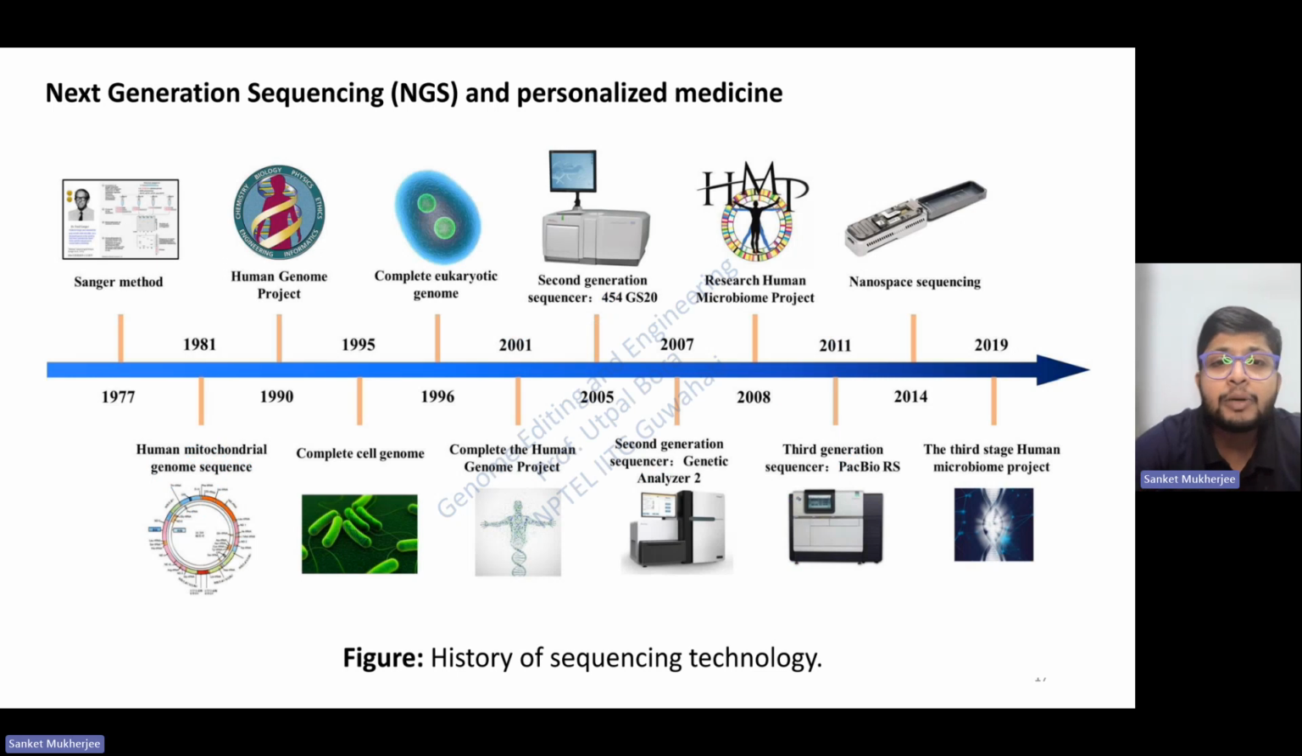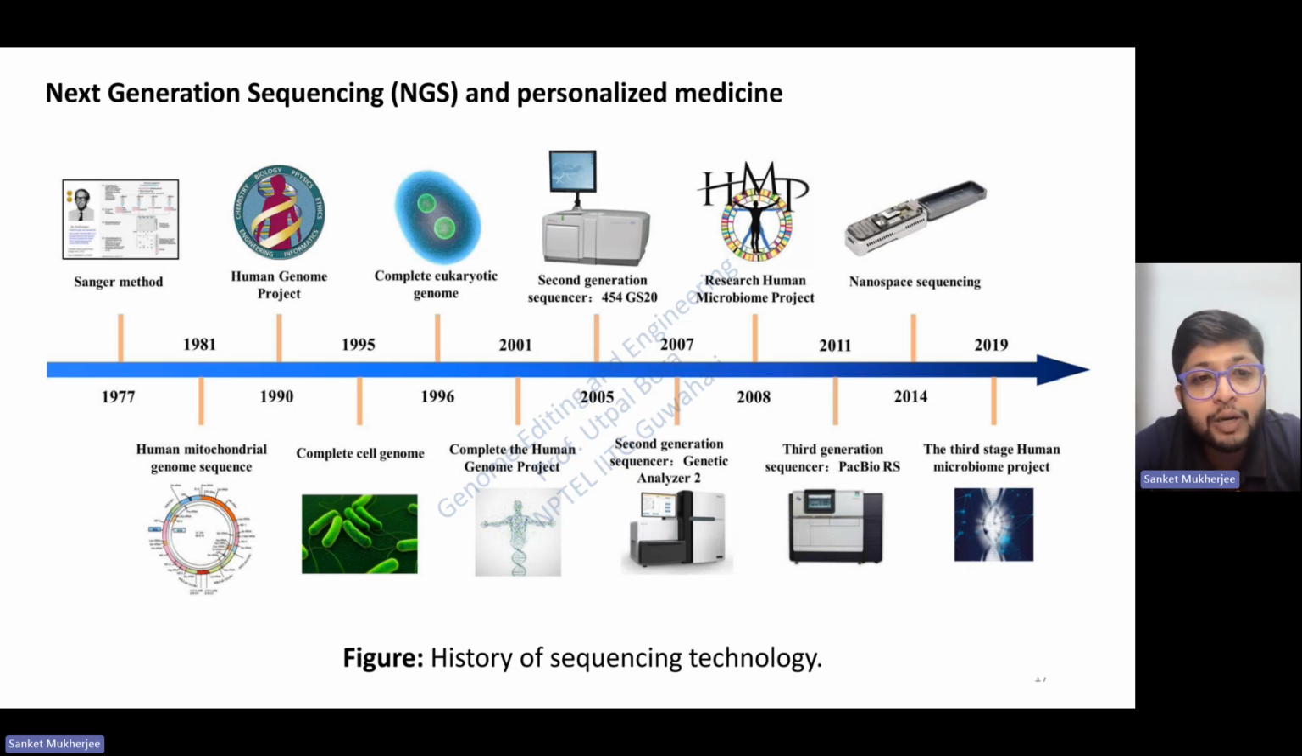So if we talk about the evolution of next generation sequencing and personalized medicine, in the very beginning, in 1977, Sanger's method of sequencing was developed. To date, it is one of the most preferred methods of sequencing. Still, it is used. That was when the sequencing game started.